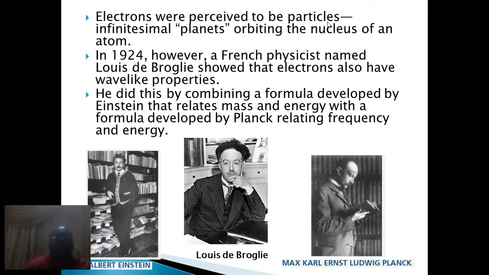Electrons were perceived to be particles, infinitesimal planets, that is, very small planets orbiting the nucleus of an atom. But in 1924, a French physicist named Louis de Broglie showed that electrons also have wave-like properties. And he proved this by combining a formula developed by Einstein that relates mass and energy with a formula developed by Planck, relating frequency and energy. So this gentleman made us understand the atom and its structure better.